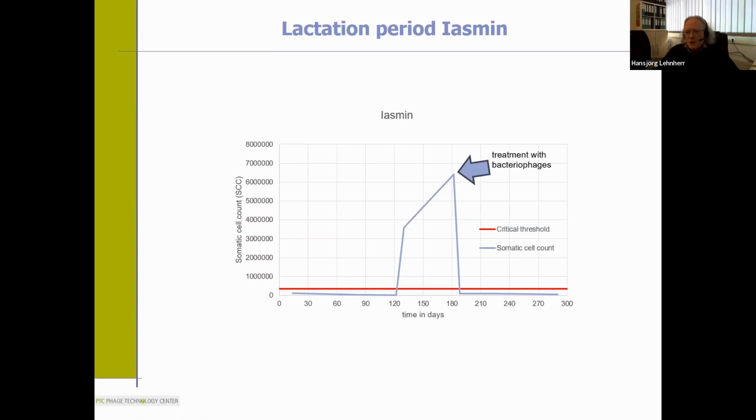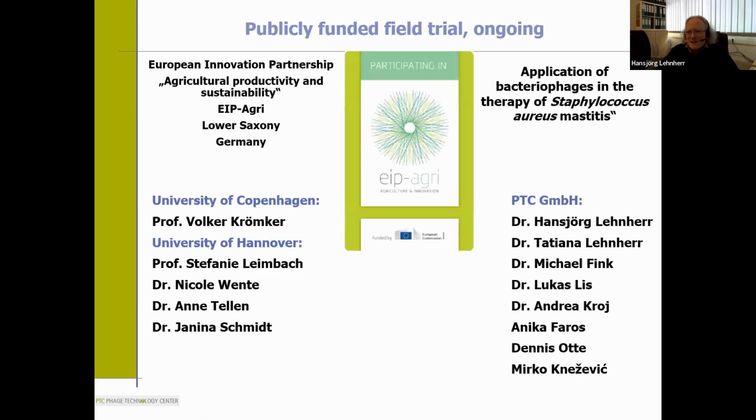Now you can argue 2 cows is not really such a big sample size. So we started an official field trial, publicly funded, with partners from Copenhagen and from Hanover. These are trained veterinarians who know how to handle cows and how to run such a field trial. We already have the result that our product is safe, and for all else, stay tuned.